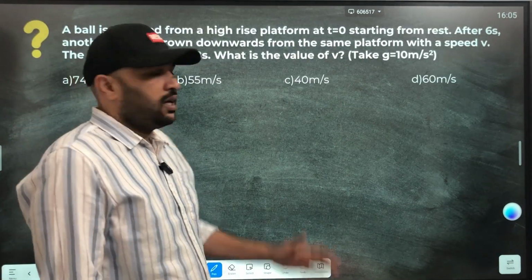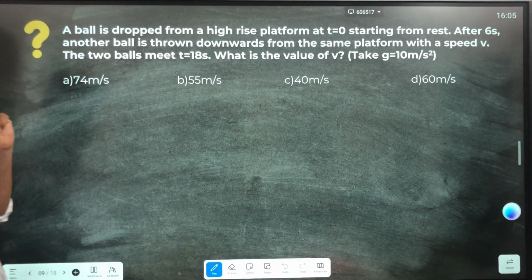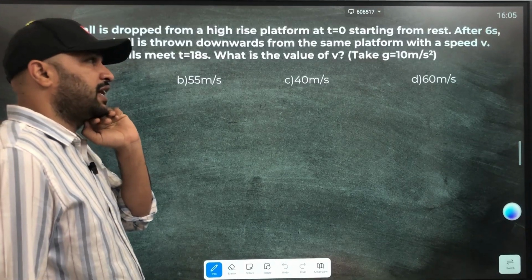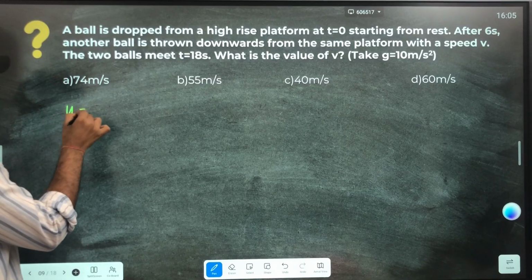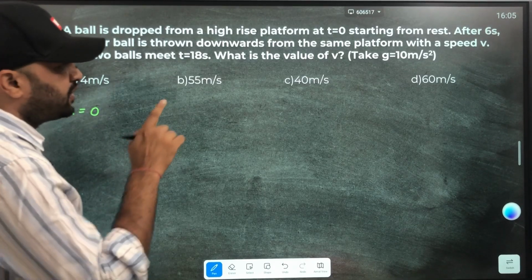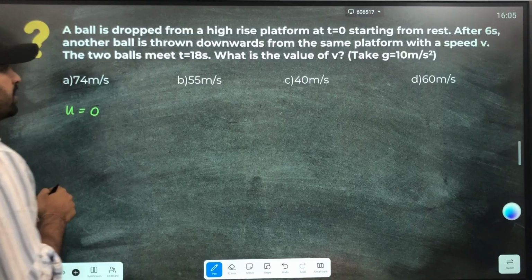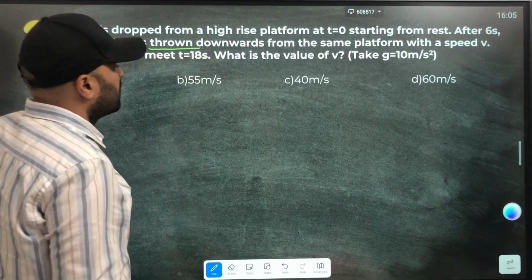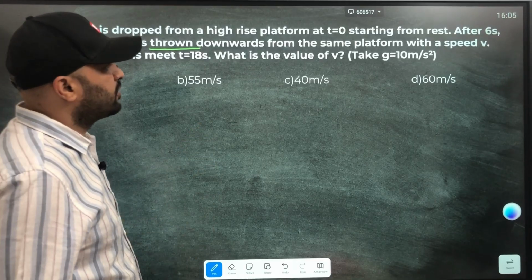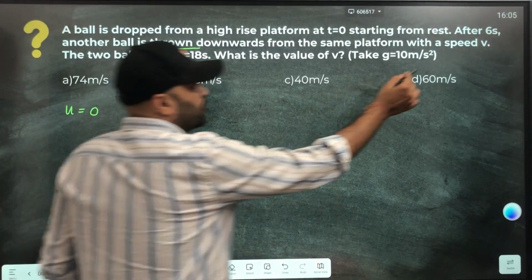Let's see our next problem. Our next question says a ball is dropped from a high-rise platform at t equal to 0, starting from rest. Fine. So the initial velocity of the ball is 0. After 6 seconds, another ball is thrown, not falling down. It's thrown downward from the same platform with speed v.